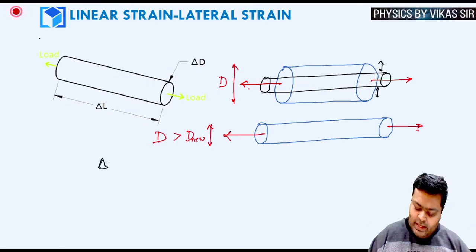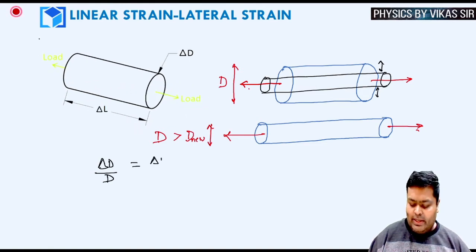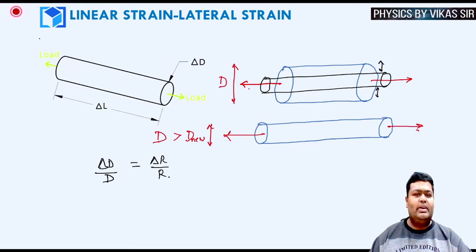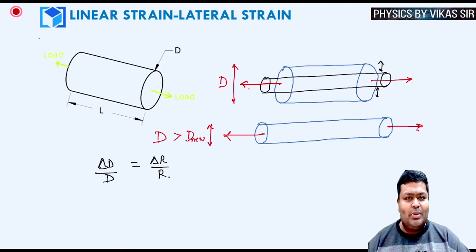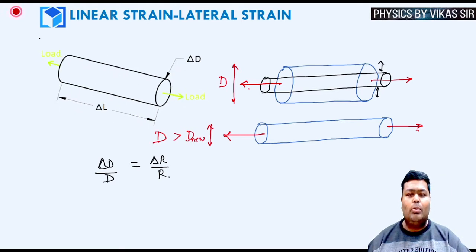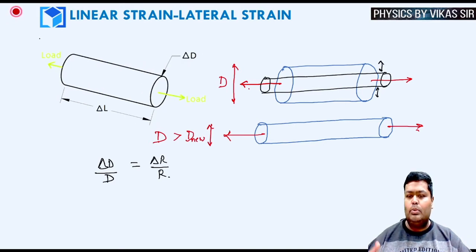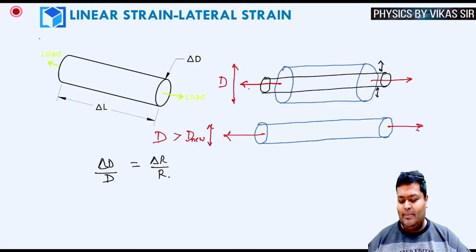So delta D upon D is defined as a lateral strain. You can also write this equal to delta R upon R, the reason being the diameter is equal to twice the radius anyway. But being a 1D strain, it is also different from the longitudinal strain because it is occurring in a direction perpendicular to the load applied. So these are the two kinds of strain.